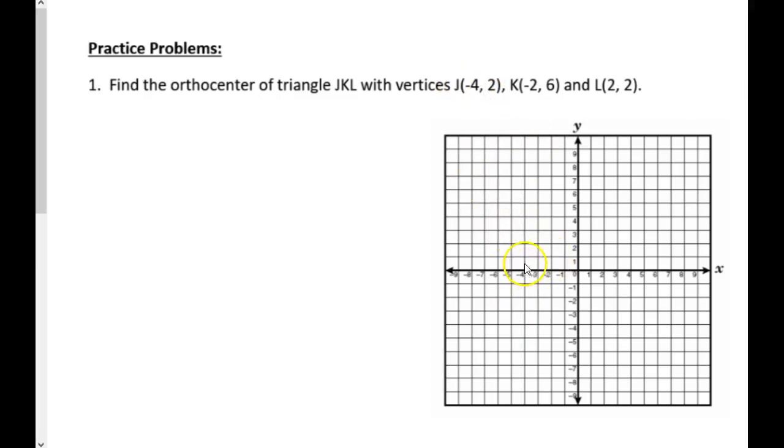J, -4, 2, put a point there, call it J. K, -2, 6, put a point there, call it K. L is at 2, 2, put an L there, okay? And then we're going to connect these with straight lines. So I'm going to use my straight lines now.